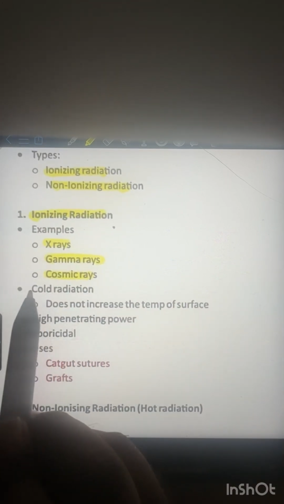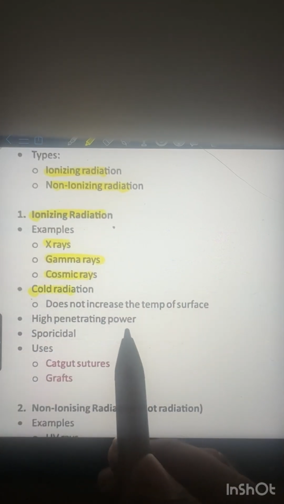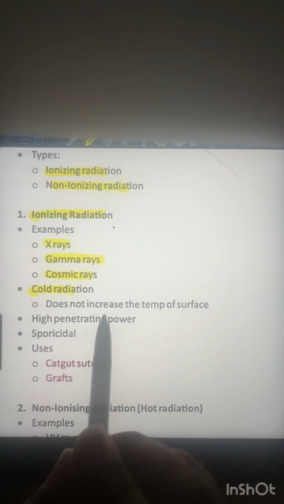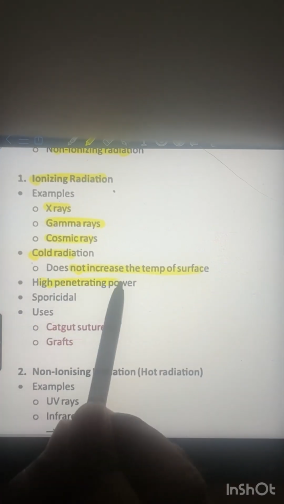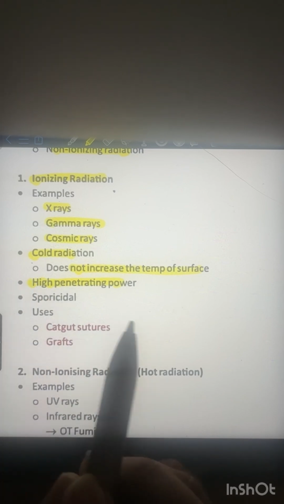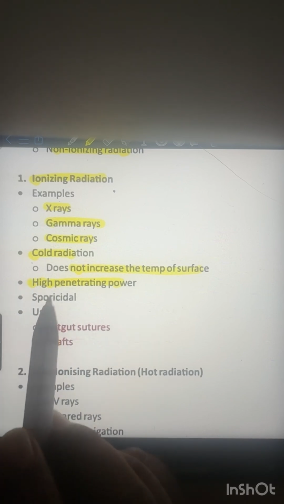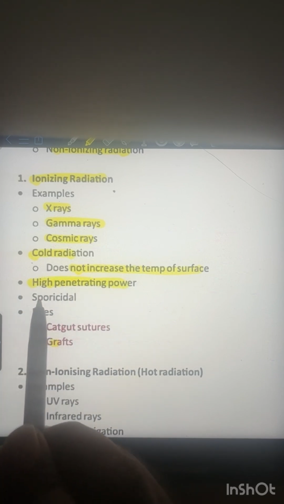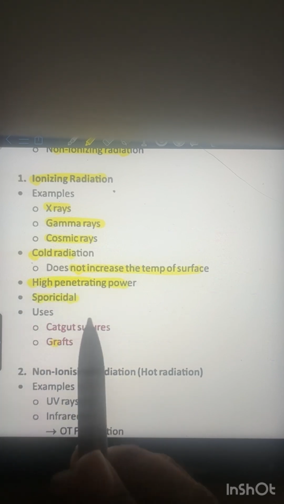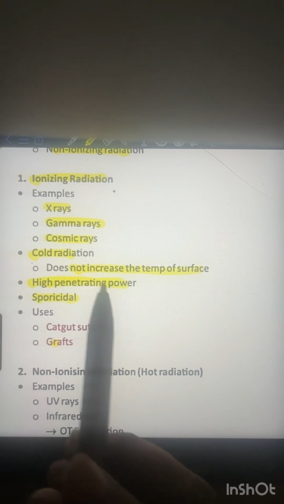Have you ever heard, if someone has got an X-ray done, any X-ray, chest X-ray, orthopedic X-ray, does X-ray increase your body temperature? No, X-ray has no effect on your body temperature. So ionizing radiation, is it a hot radiation or a cold radiation? Common sense, it's going to be a cold radiation. It does not increase the temperature. Cold, but it is very, very highly penetrating. It is going to have high penetrating power, and it is going to kill all the spores. So remember, although it sounds cold, it has a high penetrating power and is sporicidal.